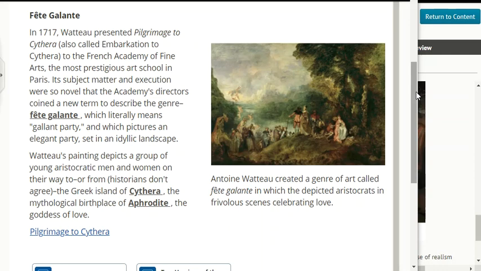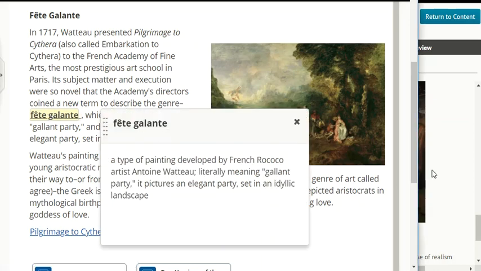Fête Galante. In 1717, Watteau presented Pilgrimage to Cythera, also called Embarkation to Cythera, to the French Academy of Fine Arts, the most prestigious art school in Paris. Its subject matter and execution were so novel that the Academy's directors coined a new term to describe the genre, Fête Galante, a type of painting developed by French Rococo artist Antoine Watteau, literally meaning gallant party. It pictures an elegant party set in an idyllic landscape.